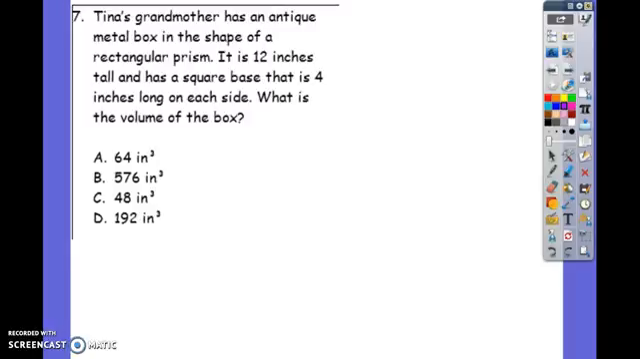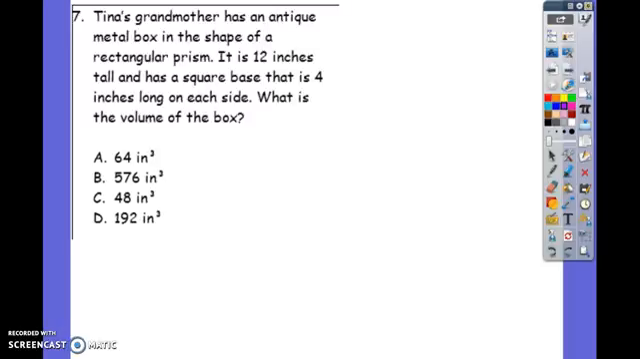All right, flip over to the back. This is area and volume review part 2. Question 7. Tina's grandmother has a unique metal box in the shape of a rectangular prism. It is 12 inches tall and has a square base that is 4 inches long on each side. What is the volume of the box?